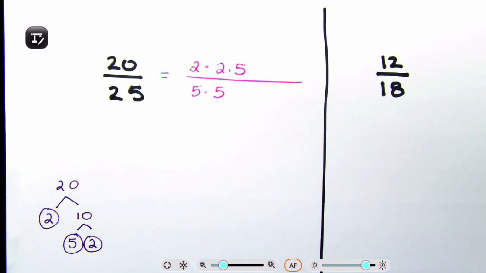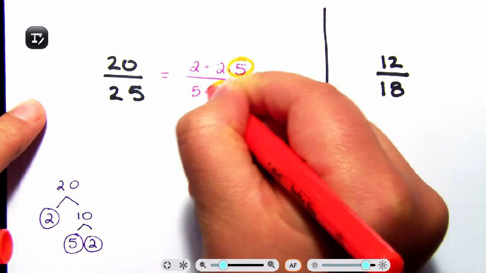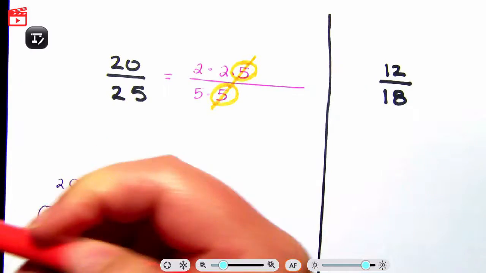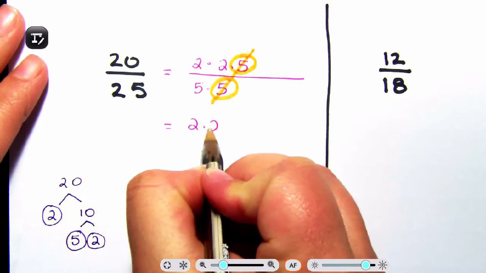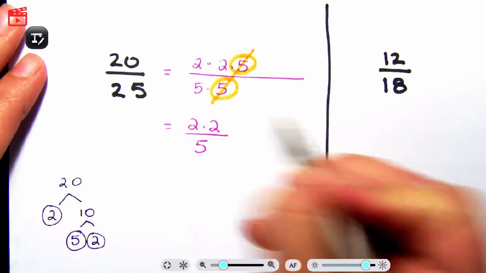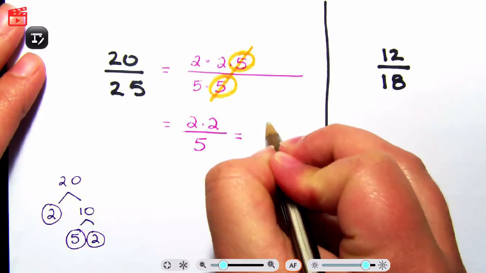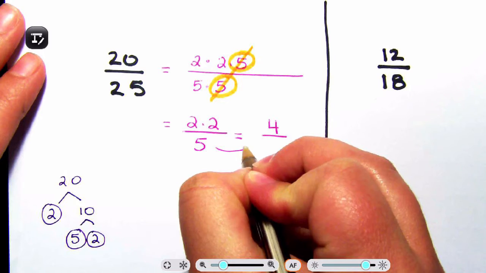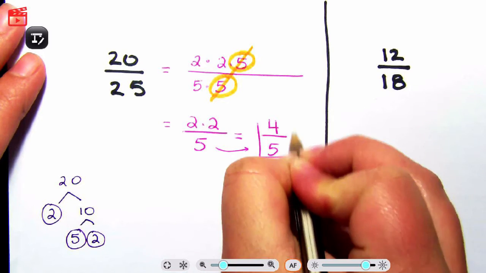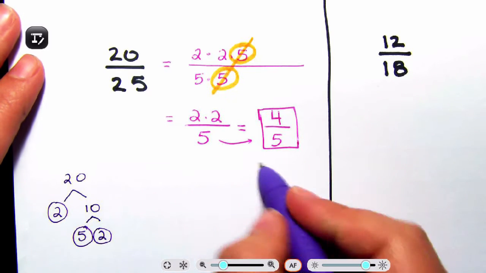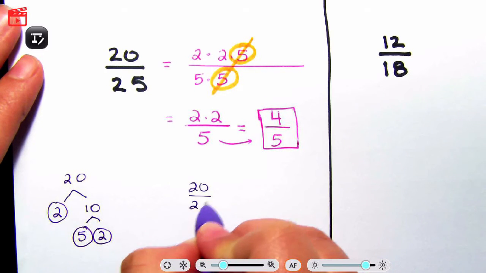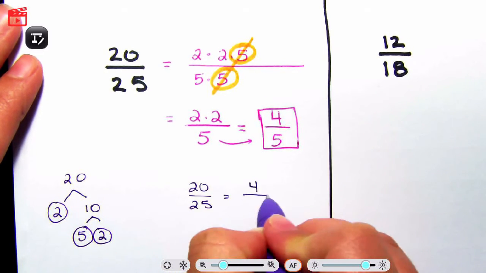So what do I have? I have a 5 on top. I have a 5 on the bottom. I get to divide. That means I have 2 times 2 on top. I have one 5 on the bottom. What is 2 times 2? 2 times 2 is 4. I still have one 5 on the bottom. So my 20 over 25, or 20 25ths, is simplified, or reduced, to 4/5.